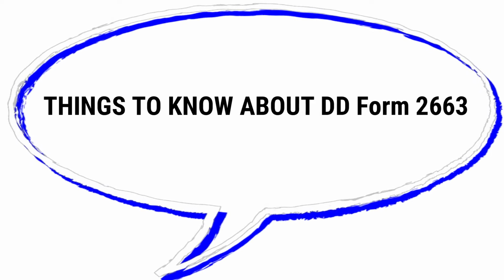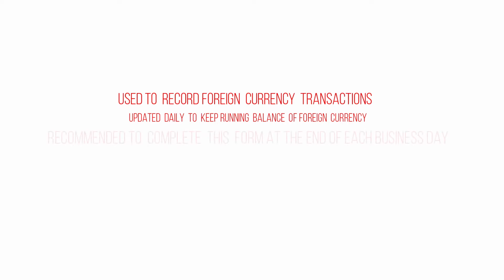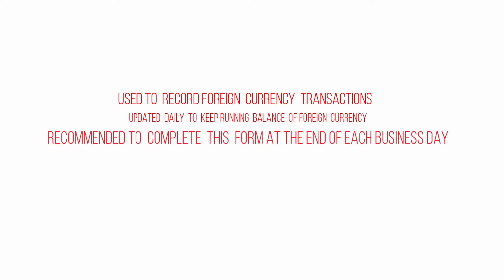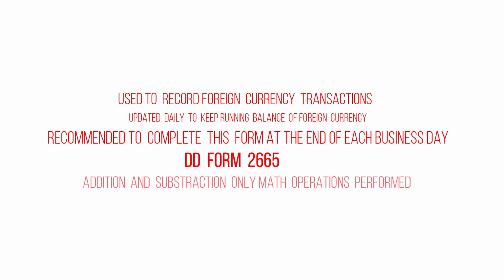Before we get started, here are several things you need to know about the DD Form 2663. The form is used to record foreign currency transactions. The 2663 is updated daily to keep a running balance of foreign currency. It is recommended to complete this form at the end of each business day when balancing the 2665. Addition and subtraction are the only math operations performed on this sheet.